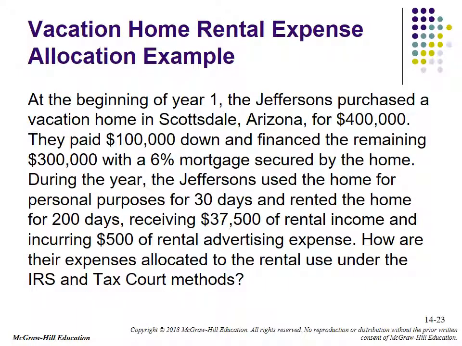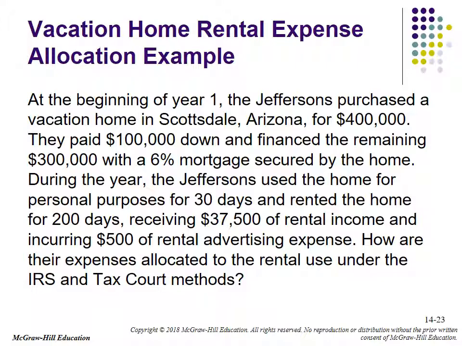So let's take a look at an example. At the beginning of year 1, the Jeffersons purchased a vacation home in Scottsdale, Arizona for $400,000. They paid $100,000 down and financed the remaining $300,000 with a 6% mortgage secured by the home. During the year, the Jeffersons used the home for personal use 30 days and rented the home 200. So they're in a personal/rental. They received $37,500 of rental income and incurred $500 of rental advertising expense. How are their expenses allocated to the rental use under the IRS method?